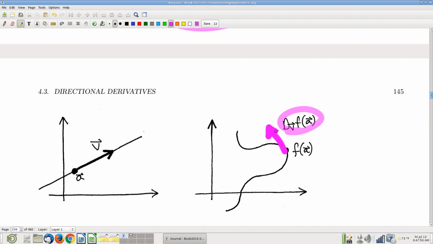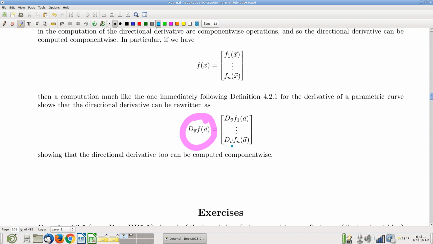It's a velocity, but specifically it's a velocity of a certain appropriately constructed parametric curve. Directional derivatives are derivatives of parametric curves. We already know from last time that derivatives of parametric curves are computed component-wise. Right? So since this is a derivative of a parametric curve, it's computed component-wise.